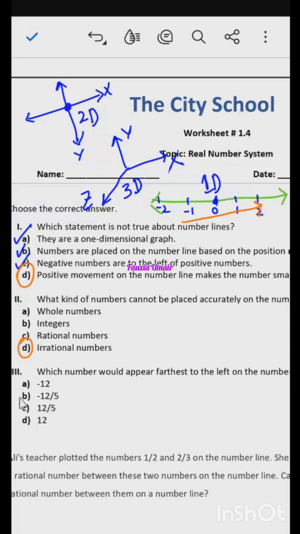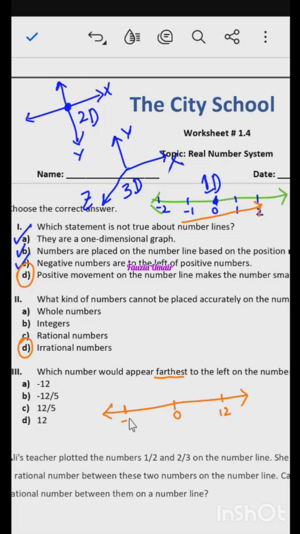So the next question is, which number would appear farthest to the left on the number line? So which number is farthest? Farthest means the most far away, on the number line. So what do you think? Let's have an idea. If this is 0, then -12. So 12 minus 12.